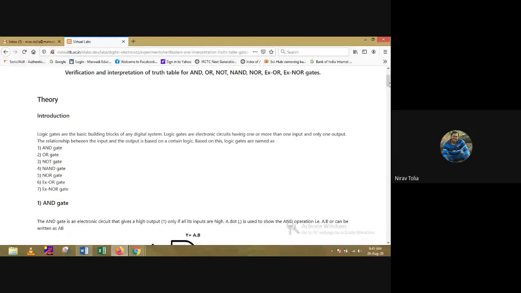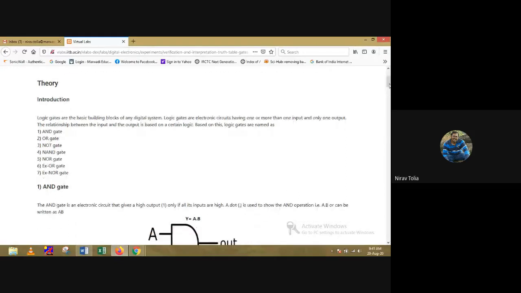So as an electronic circuit, we can use diodes and transistors. Generally, logic gates have more than one input, but only one output. So you have one-input logic gates, two-input, three-input, and four-input logic gates, but as output we have only one output.